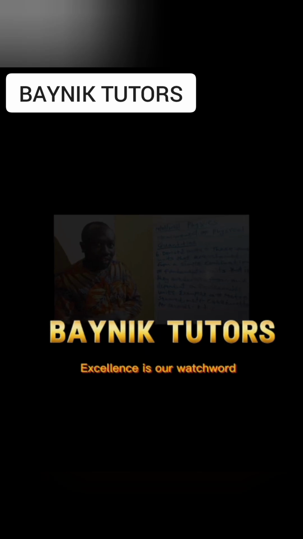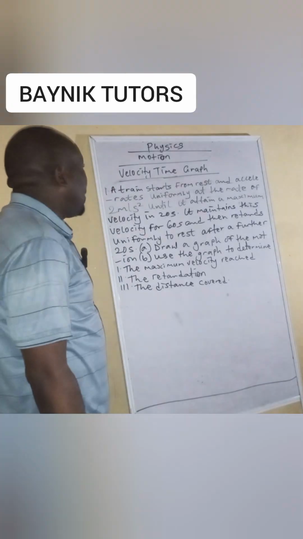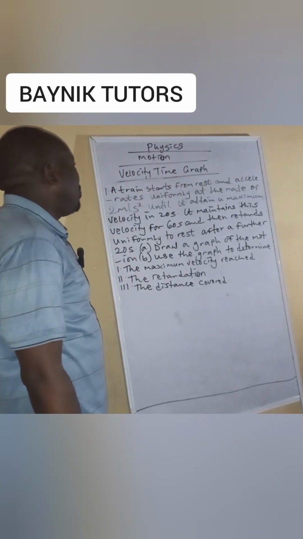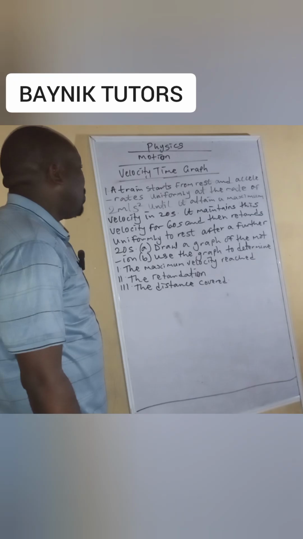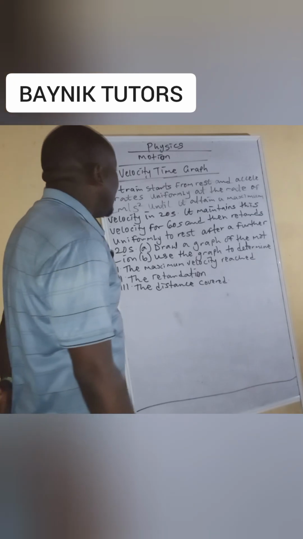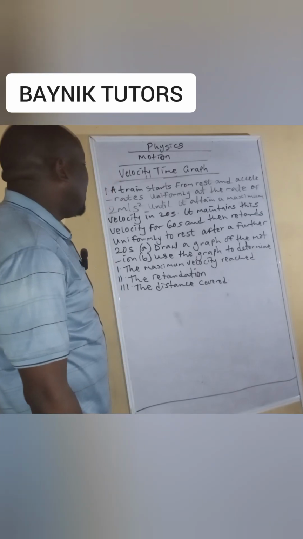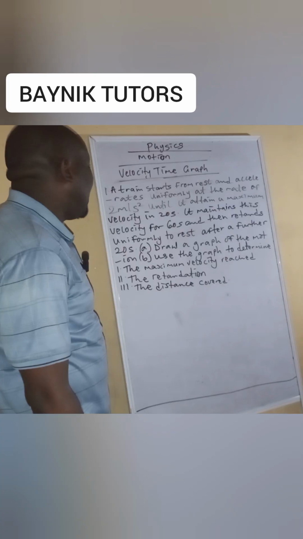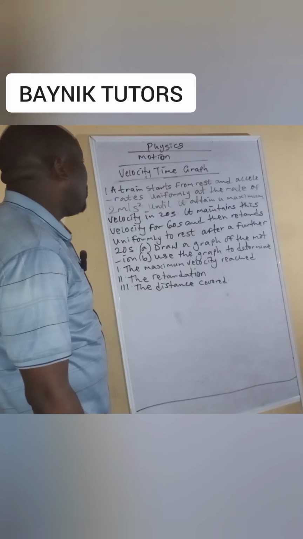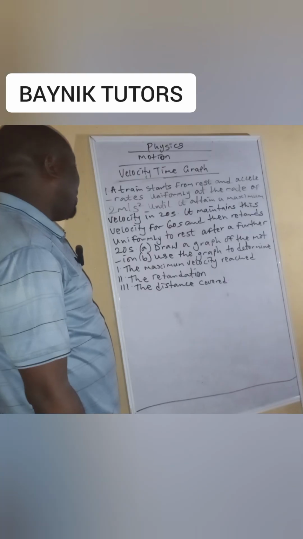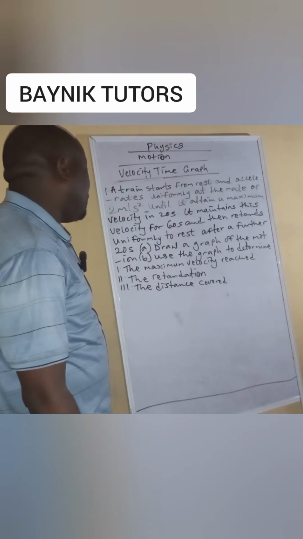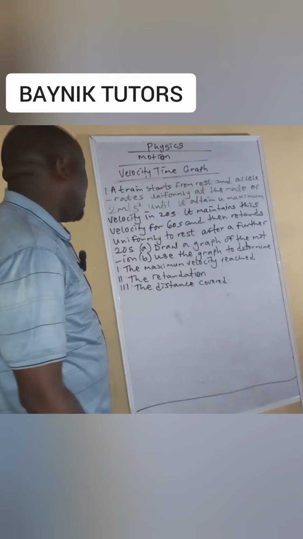Excellence is our watchword. A train starts from rest, accelerates uniformly at the rate of 2 meters per second squared until it attains a maximum velocity in 20 seconds. It maintains this velocity for 60 seconds and then retards uniformly to rest after a further 20 seconds. We are told to draw a velocity-time graph for the motion, and use the graph to determine the maximum velocity reached, the retardation and the distance covered.